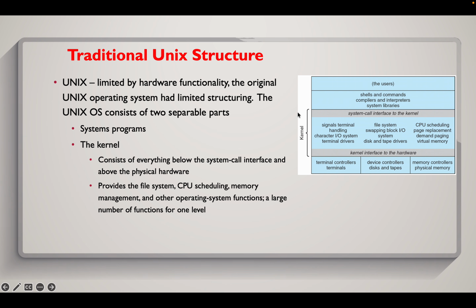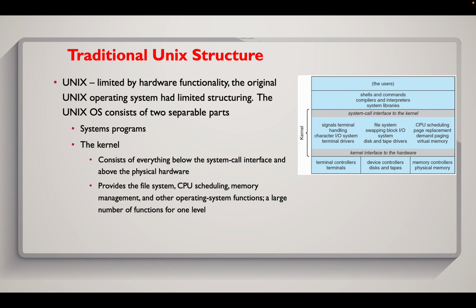Here we have a kernel: the system call interface to the kernel, and the kernel interface to the hardware. There are mainly 3 layers: above the system call interface, the kernel, and below the kernel, that is hardware. These are the 3 layers.